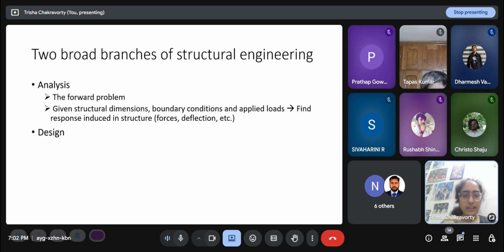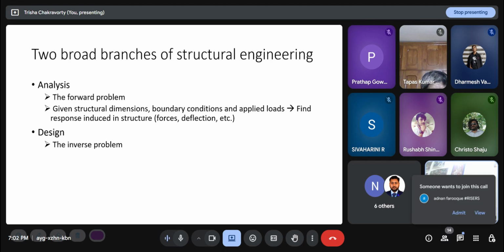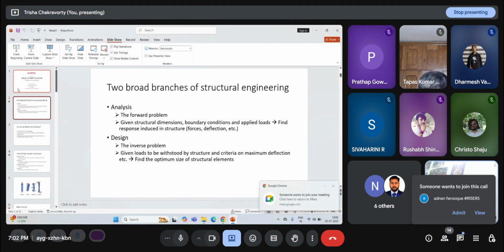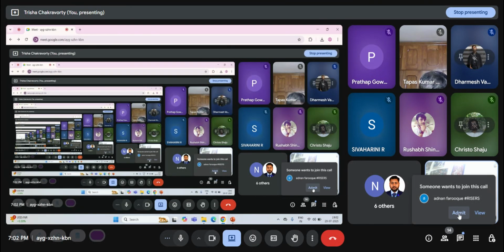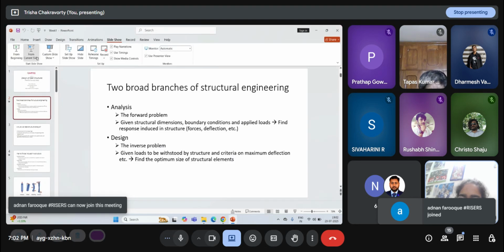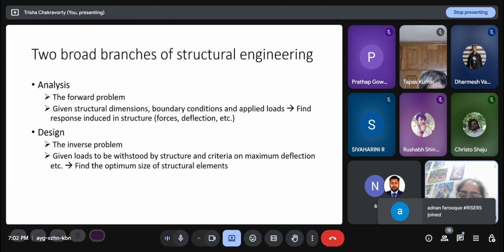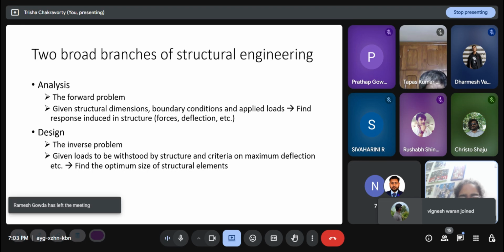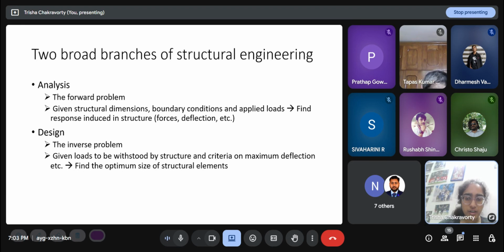And design is the inverse problem. Analysis and design are two sides. In design, we are given the loads that the structure has to withstand, and I might have certain criteria on maximum deflection and so on, and I have to find the optimum size of the structural elements. So you can see why analysis and design are two distinct types.